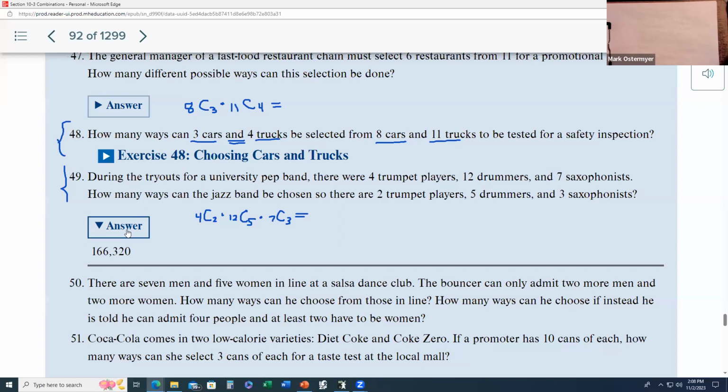Did anybody get that? Did anybody come up with 166,000? I did. That would be your answer.